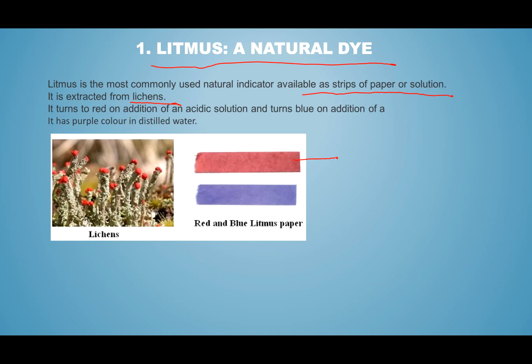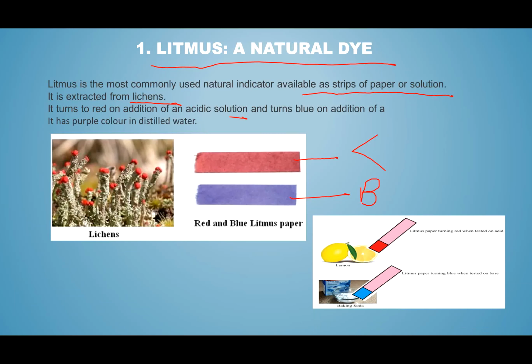So you can see a red color and blue color. These are strips which are used to identify. Now, how does the color change take place? In acidic solution, the litmus paper turns red. So in acidic solution it is red color, and in basic solution it is blue color.